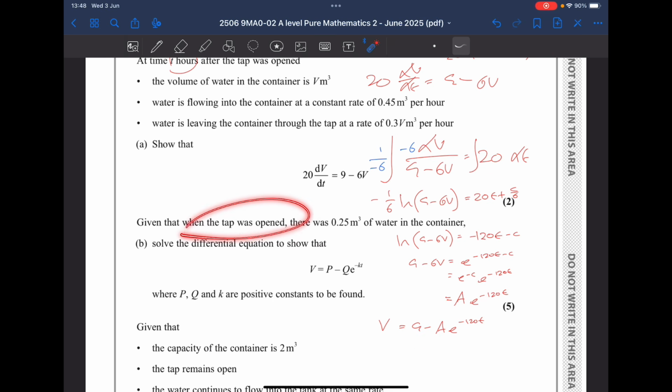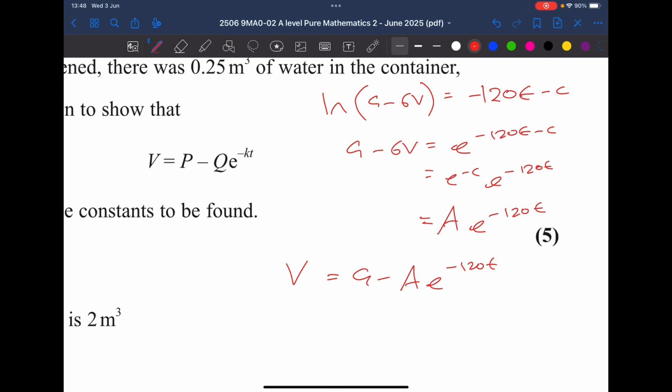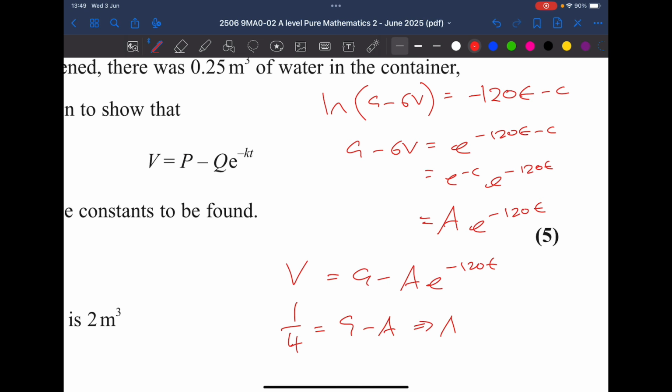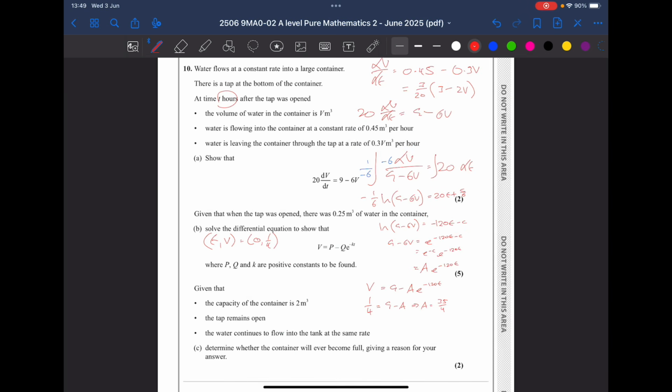We have our condition that when the tap is opened, there's 0.25. So that tells us that on our graph of t and V, we have a coordinate of 0 and a quarter. Let me plug all those in. 1/4 is equal to, if we make t 0, e to the 0, which is just 1, so it's 9 minus A. So A is going to be 9 minus a quarter, so 35 on 4, I think. Looks good to me. That doesn't seem good to me, actually. Something feels wrong.